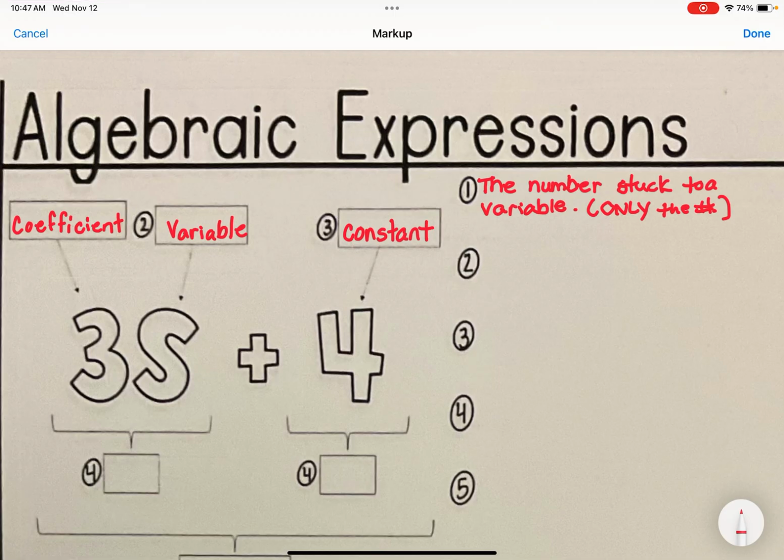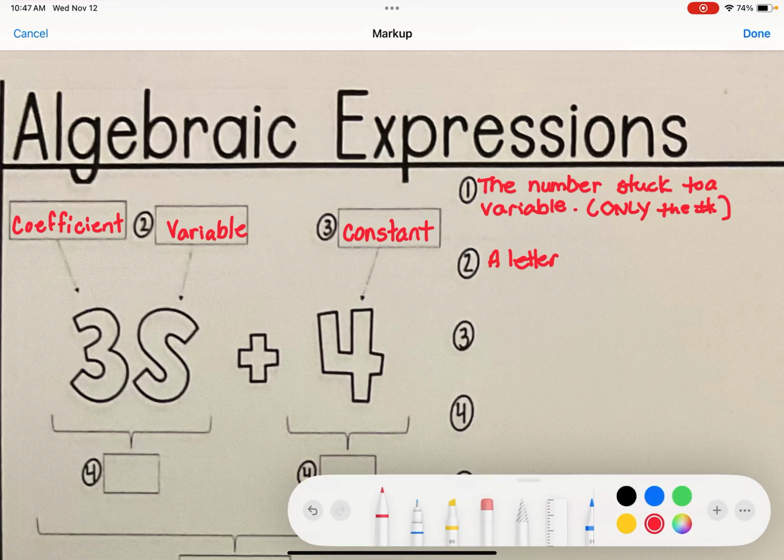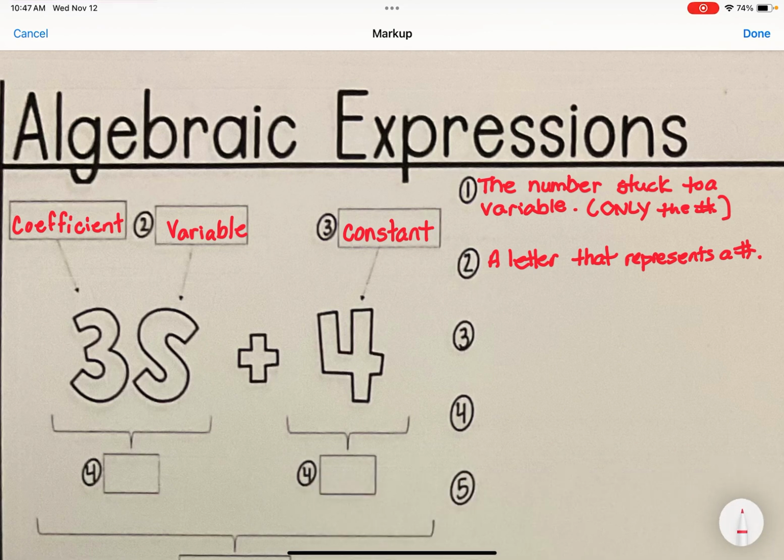The second vocabulary word we have is variable. The variable is a letter, it's always going to be a letter. In this case, it's S. And that letter represents a number. So it's a letter that represents or stands for a number. Okay? And then the constant is a number all by itself.